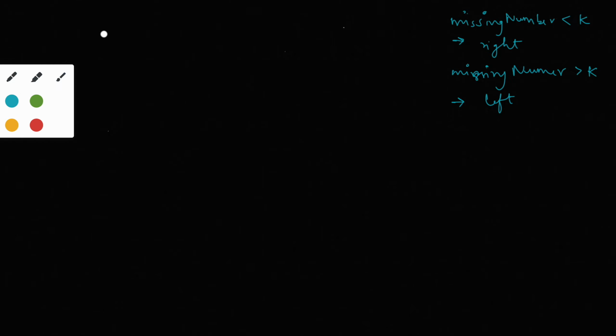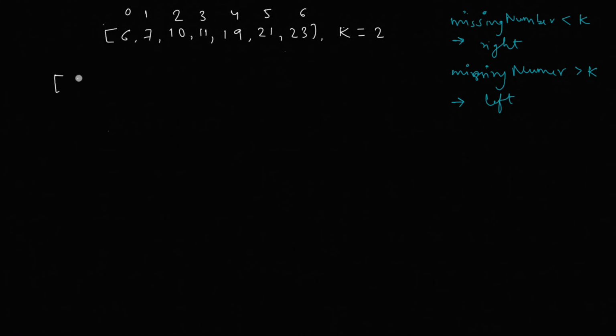Okay, so let's look at another example. Let's say we have an example something like 6, 7, 10, 11, 19, 21, 23, and we're looking for k equal to 2. Let's write down the indexes as well, 2, 3, 4, 5, and 6. And we write down what the array should actually look like.